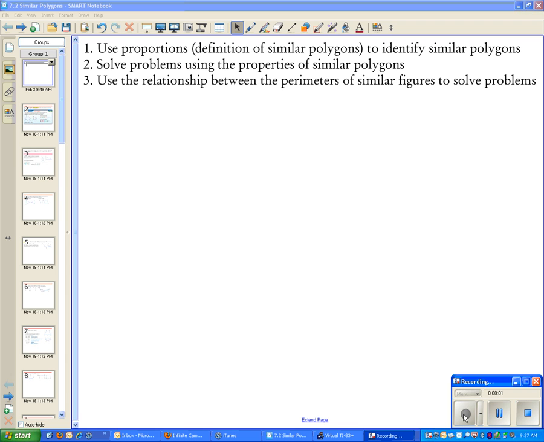Turn to page 465, Similar Polygons. We do have 3 learning targets in this section. We're going to use proportions, which are part of the definition of similar polygons, to identify similar polygons. We're going to solve problems using properties of similar polygons, and we're going to use the relationship between the perimeters of similar figures to solve problems.